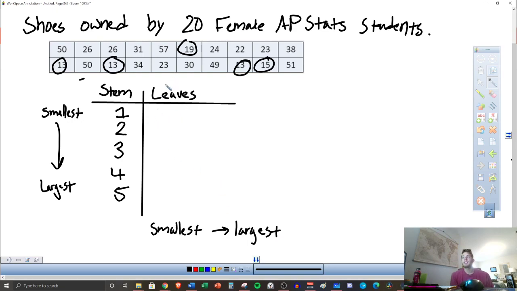So we're going to start. What is the smallest number? Well, it's these 13s. How many are there? Well, there's 3 of them. So 1, 2, 3. And I'm going to go ahead and check that I've used those, so you can do that in your notes as well.